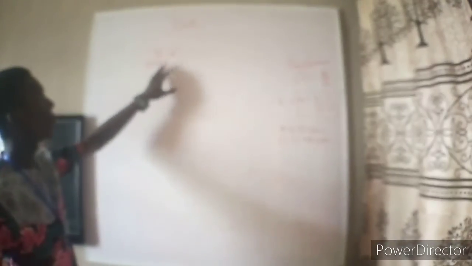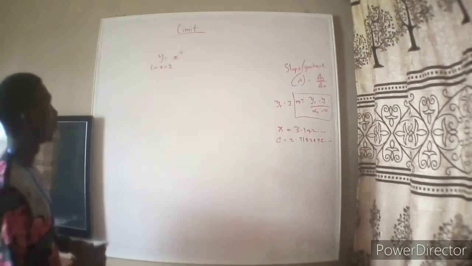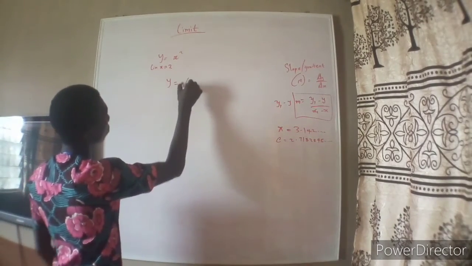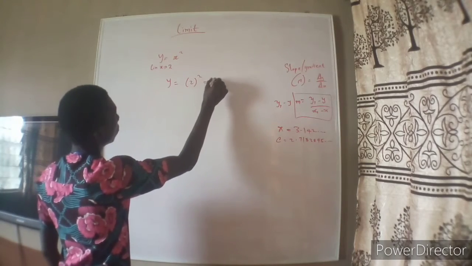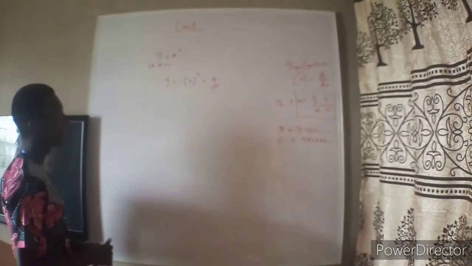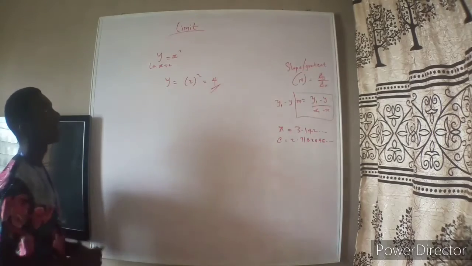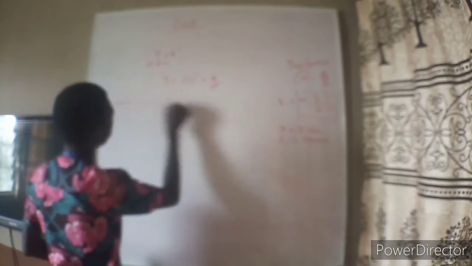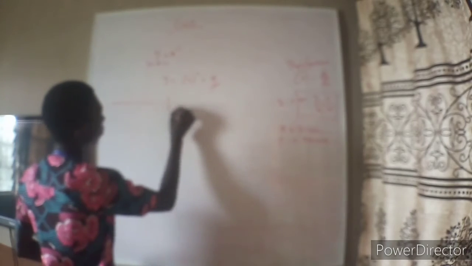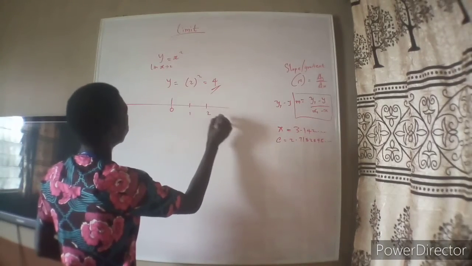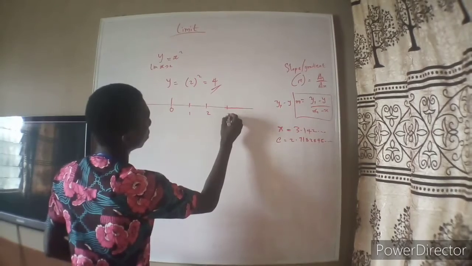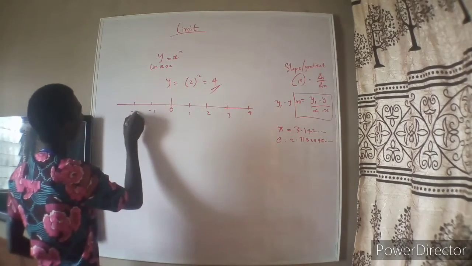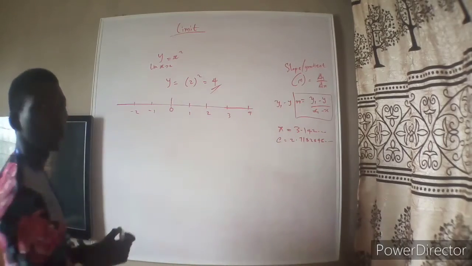I'm trying to say, assume x to be 2. So if I assume x to be 2 here, my y is equal to 2 squared, which is equal to 4, right? And at the same time, let me draw my table again. This is 0, 1, 2, 3, 4. Here I have -1, -2, and so on.